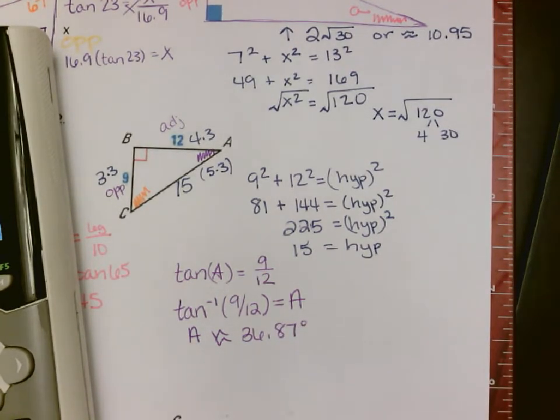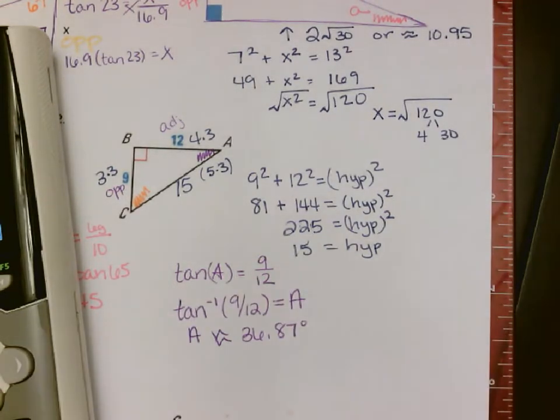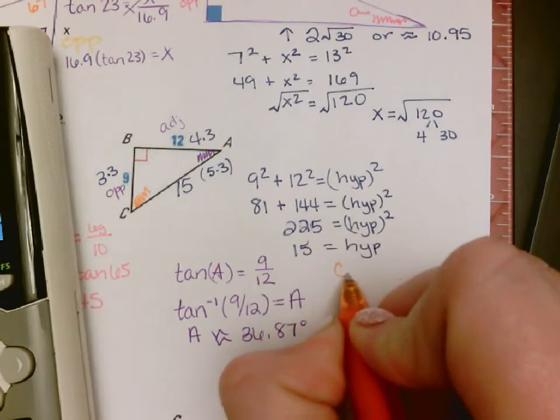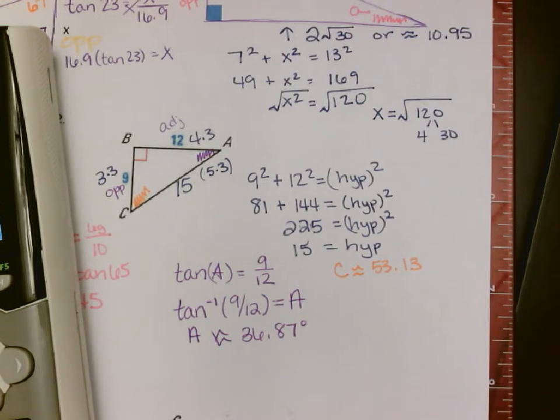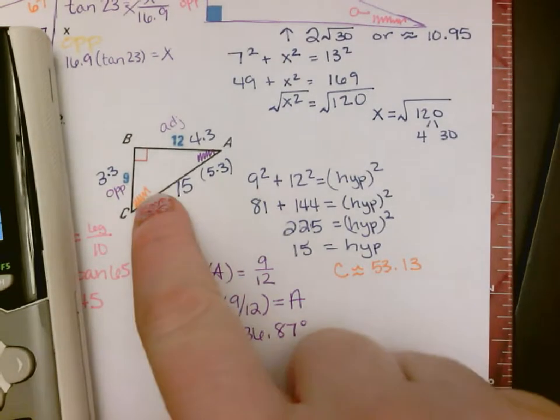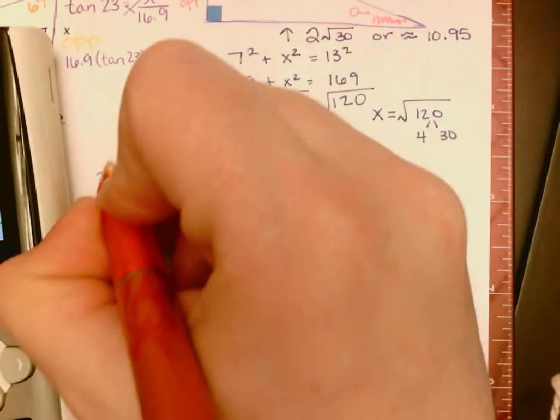I could take, to find orange, 90 minus 36.87. So angle C is approximately 53.13. But I'm going to do it also by inverse so you can see that. So based on the orange, this would be opposite. And this would be adjacent.